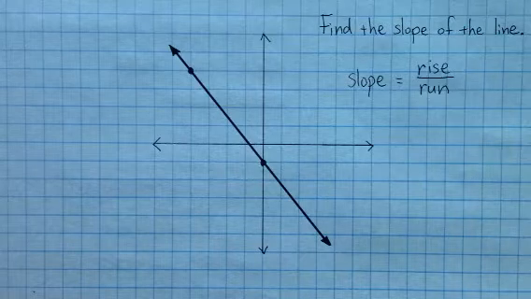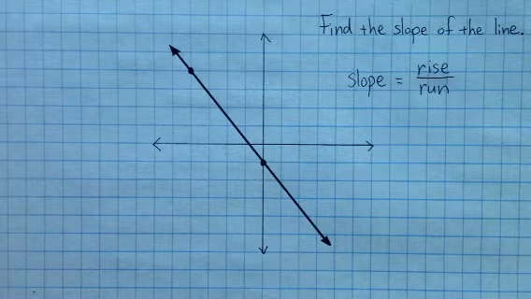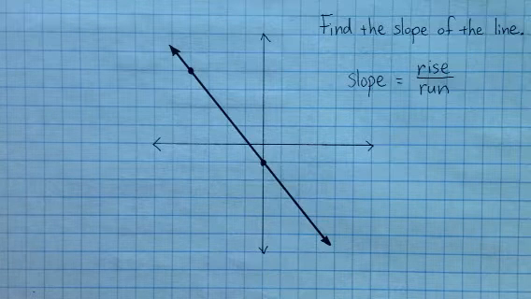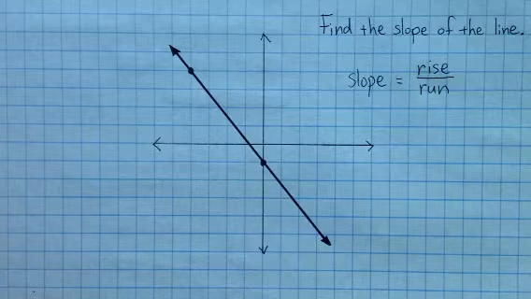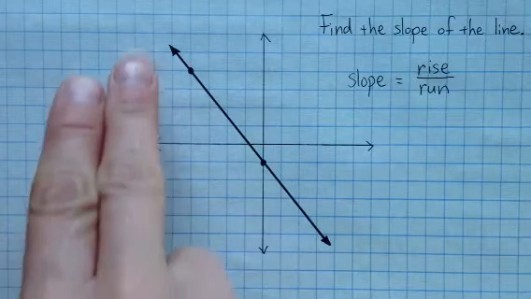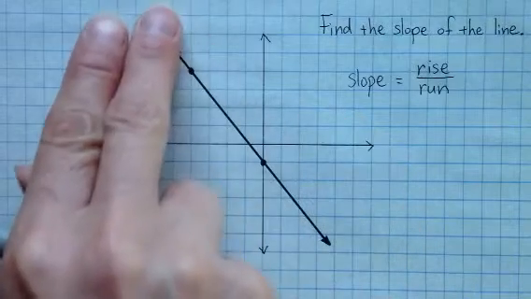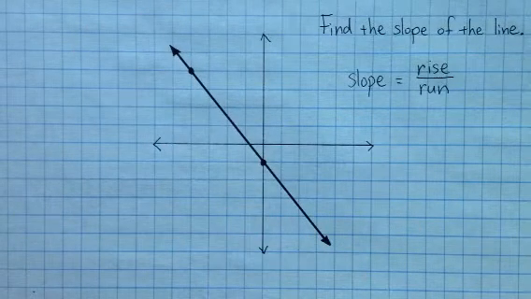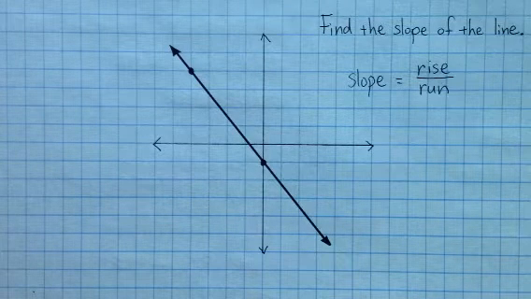Remember that it does not matter which two points you use, and it does not matter which point you start at. What matters in the end is that you simplify and that you have the correct sign. Now, I'm already looking at this line and seeing that it's descending. As I'm going from the left to the right, this line is falling. So I already know that the slope is going to be negative. And at the end, I'm going to just double check and make sure that the answer I have is negative.